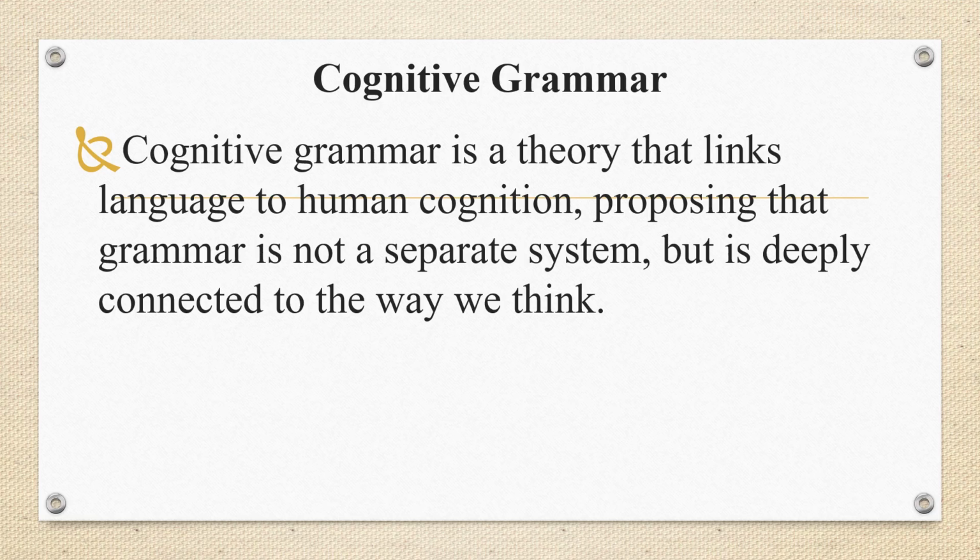Cognitive grammar explores concepts like metaphorical expressions, for example, a flood of emotions, and how spatial relations in language like under, over, around are grounded in our bodily experiences.